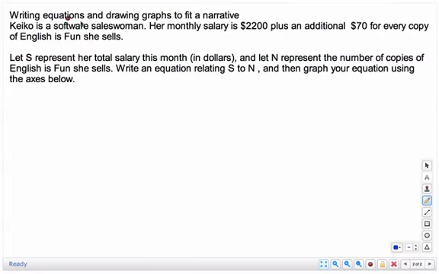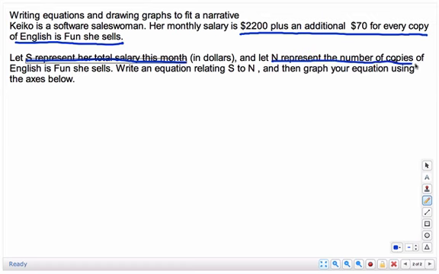Okay, so when you're writing equations and drawing graphs to fit a narrative, you need to read through the question carefully. And so this one is talking about Keiko, who is a software saleswoman. Her monthly salary is $2,200 plus an additional $70 for every copy of English is Fun she sells. We're going to let S represent her total salary for the month in dollars, and N represents the number of copies of English is Fun that she sells.